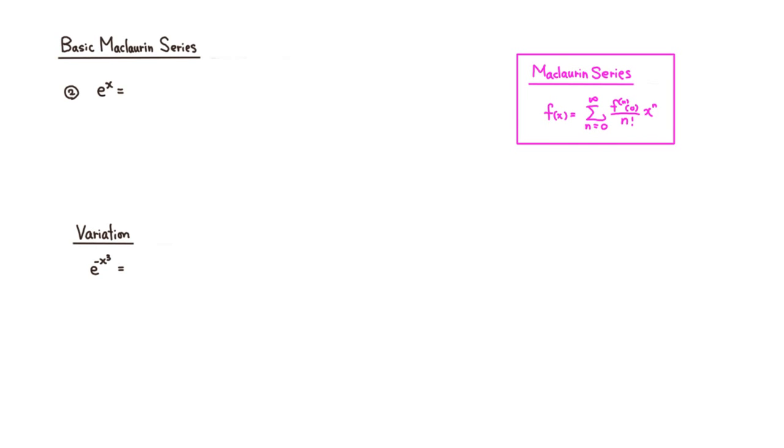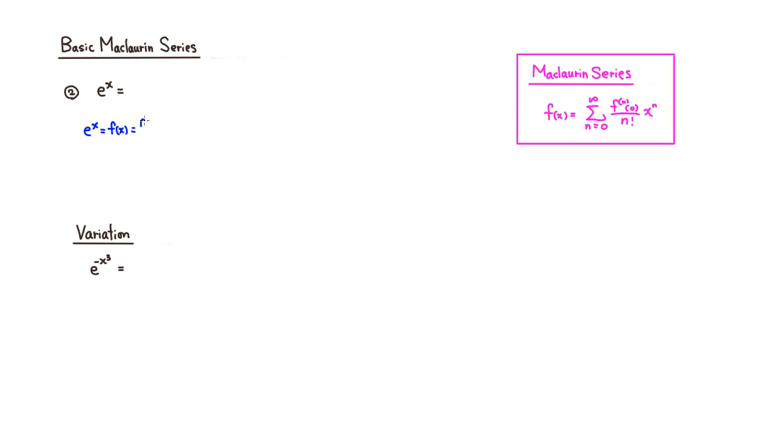All right, let's look at the Maclaurin series for the exponential function, e to the x. The good thing about e to the x is that it's extremely easy to find its derivatives. For example, e to the x is the original function.